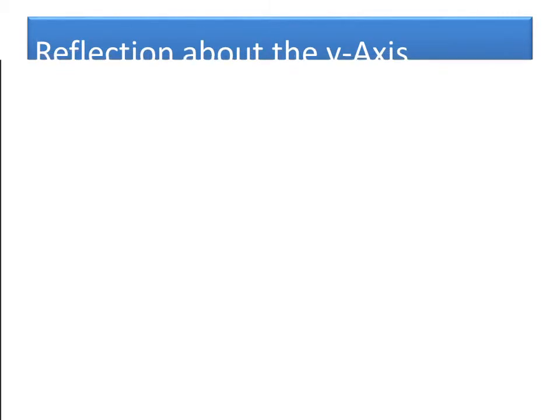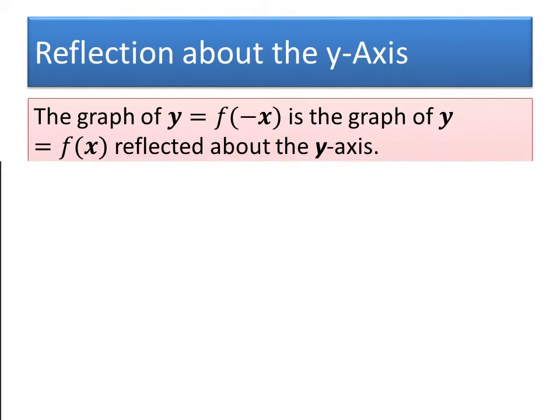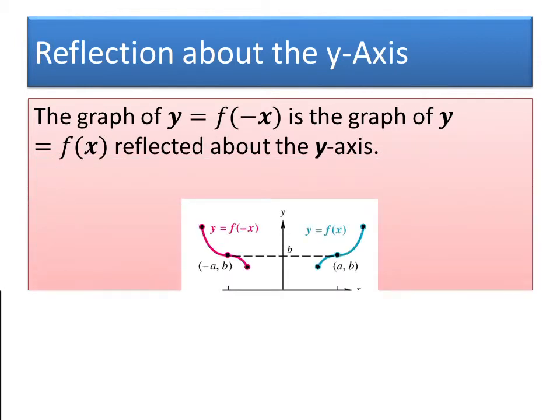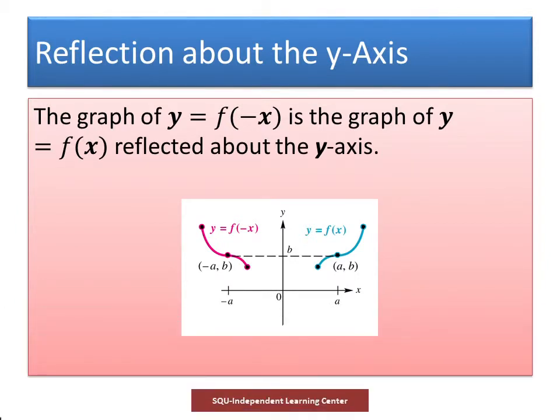Next, we see the reflection about the y-axis. The graph of y equals f of minus x is the graph of f of x reflected about the y-axis. Again, I will put f of x in blue color and its mirror reflection about the y-axis, f of minus x, I'll give it the pink color. And if we have a look at the graph, we see the mirror reflection I'm talking about of f of x and f of minus x.